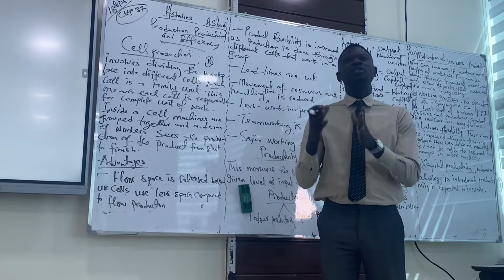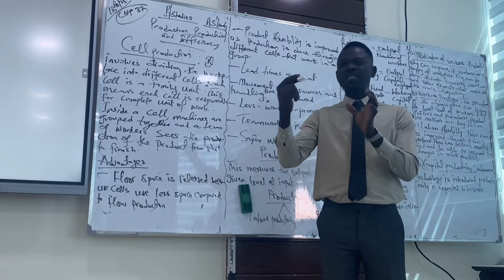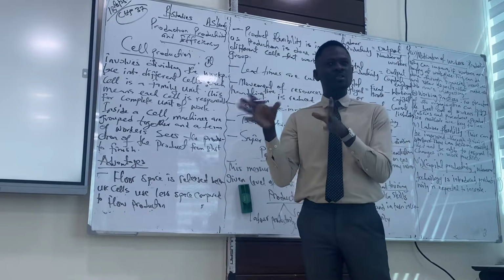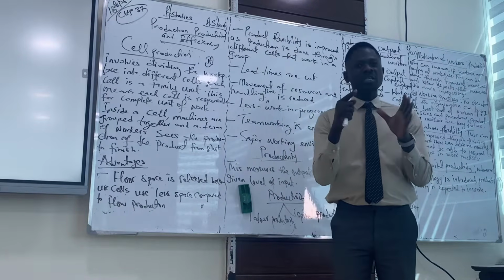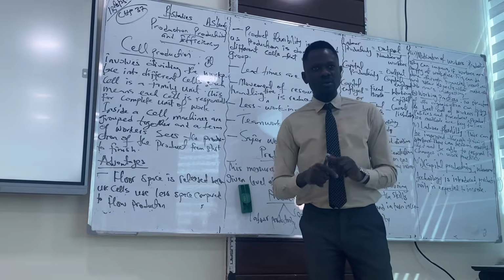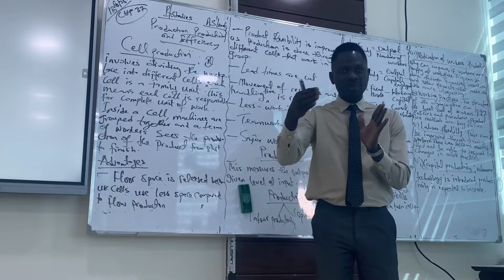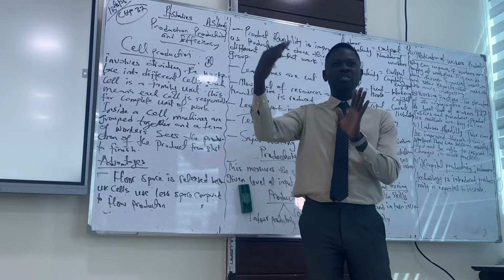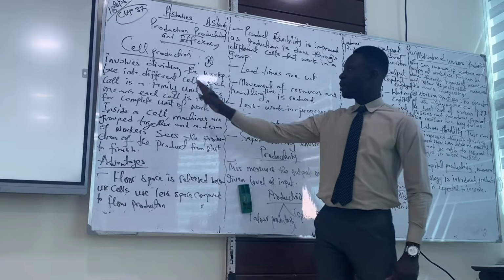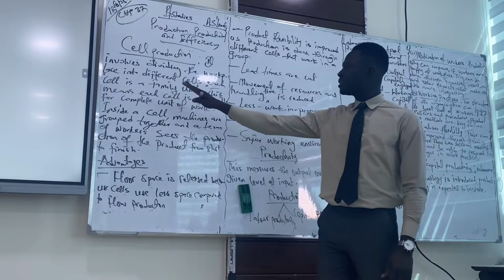we have different units, and each unit is managed by a team leader. So it's a flow production method, but here we separate them into different units, and each unit has a group or managed leader. So cell production involves dividing the workplace into different cells.